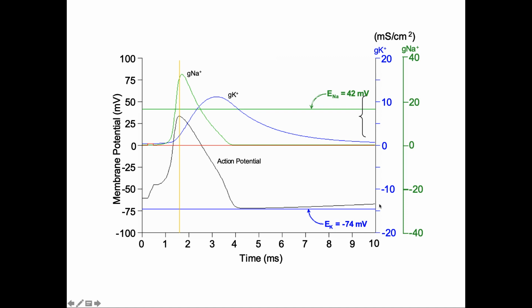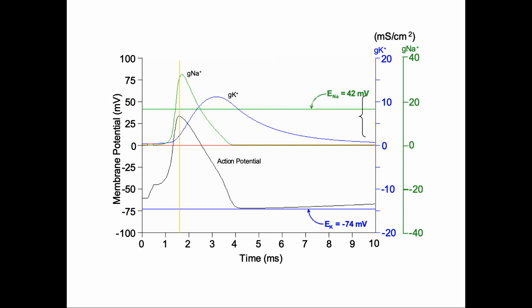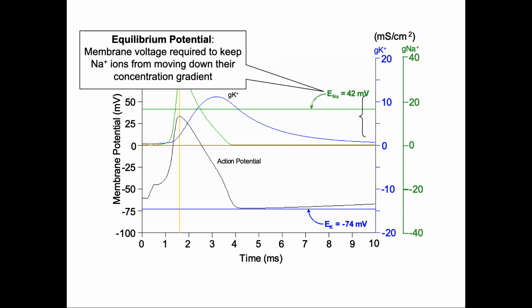So here's just some, you guys know this already. The equilibrium potential is the membrane voltage required to keep potassium from moving down its concentration gradient. Equilibrium potential for sodium is the membrane voltage required to keep the net movement of sodium from moving down its concentration gradient.